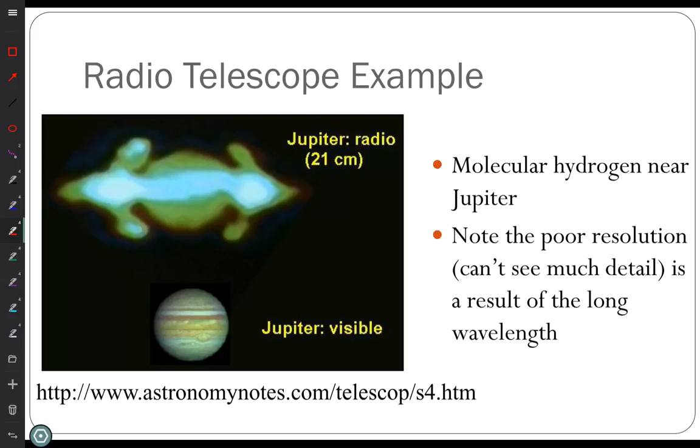So you see entirely different things about Jupiter with the radio wave telescope than you do with the visible. And so you can get a fuller picture of what's going on by utilizing these different wavelength pictures.